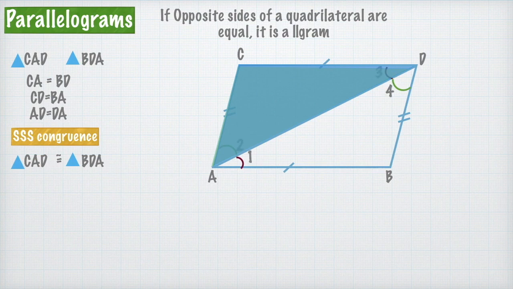And if I name the angles formed at point A and point D as 1, 2, 3 and 4, I see 1 is equal to 3 and 2 is equal to 4. Why is that? Because when these two triangles are congruent, all the angles are equal to each other. So angle CDA is going to be equal to angle BAD, or angle CAD is going to be equal to angle BDA.